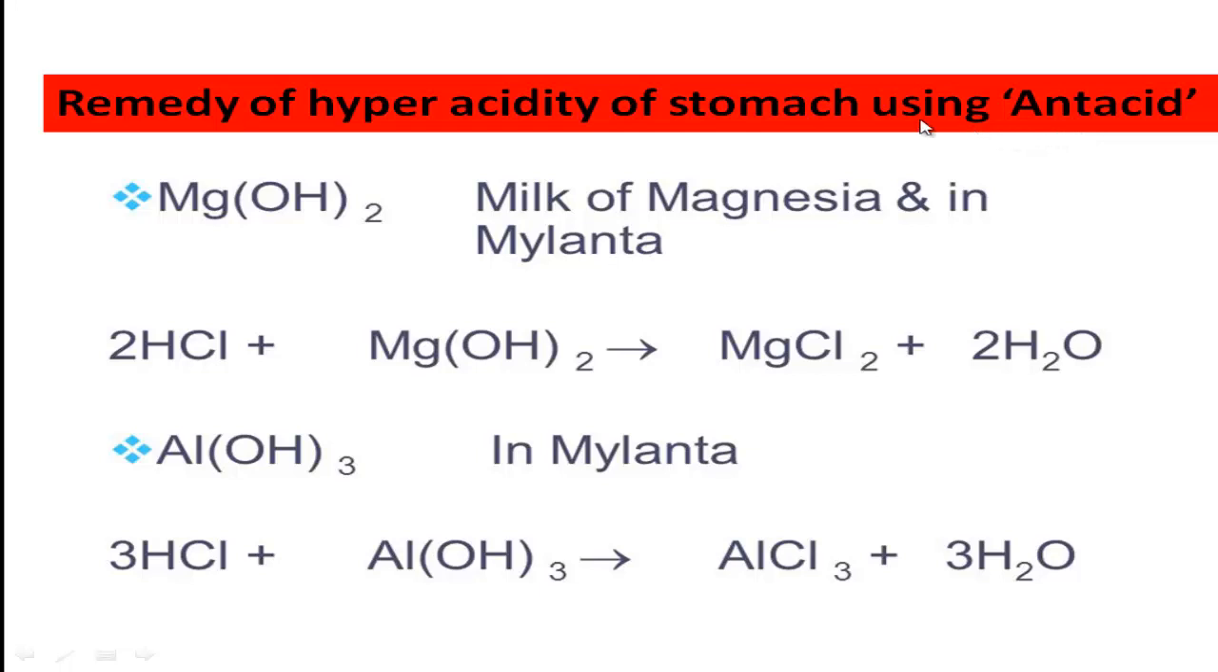So this antacid actually contains mainly two chemical substances, that is magnesium hydroxide or aluminum hydroxide, and these are basic substances. So when magnesium hydroxide or aluminum hydroxide reacts with the acid of the stomach, that is hydrochloric acid, then through the neutralization reaction it neutralizes, and for this we get relief from our acidic problem. So also this is a chemical reaction, a neutralization reaction, and it happens in our daily life.